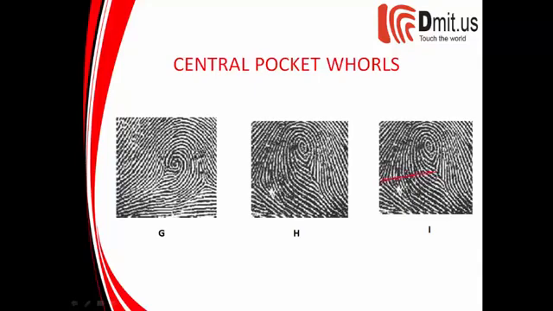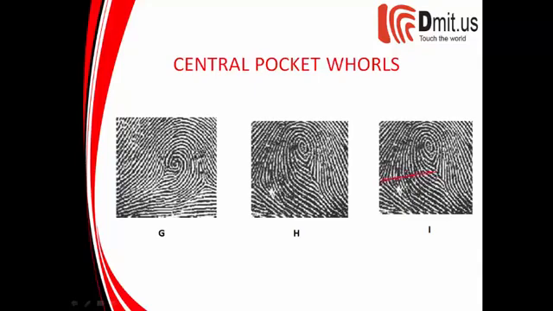In image I have drawn a red line to act as the imaginary line between the 2 deltas. And if you study this, you will see that the ridges that form the inner pattern are not crossed by this imaginary line. This makes it a central pocket whorl by definition. If the ridges of the inner pattern were crossed, then this would be a plain whorl.